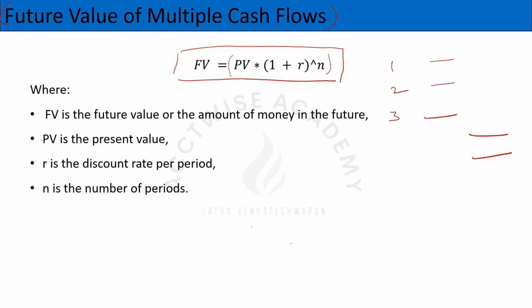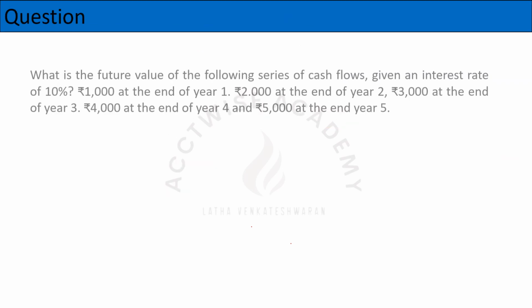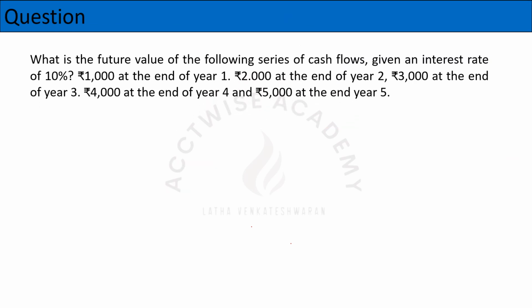So FV is future value or the amount of money in the future. PV is the present value. R is the rate or discount rate per period, and N is the number of periods. Let us see how to solve a question on future value of multiple cash flows.